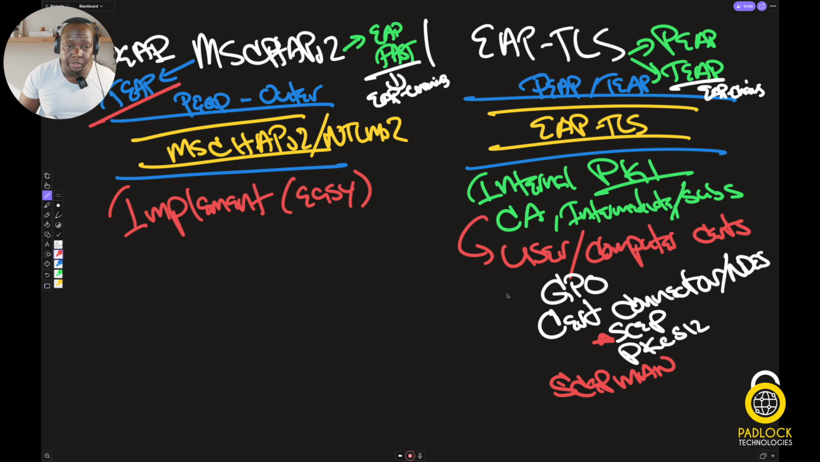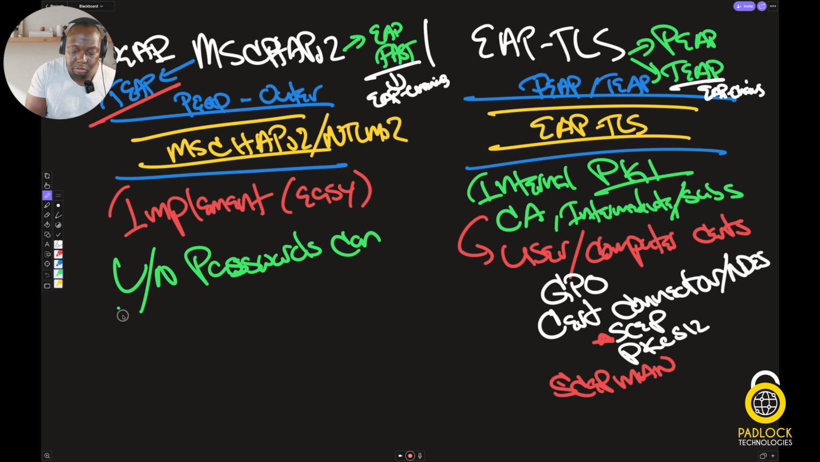With MS-CHAPv2, that's it. You turn it on and you're done. So with ISE, usually comes security problems. So the issue with MS-CHAPv2 from a security standpoint is usernames and passwords can be stolen.